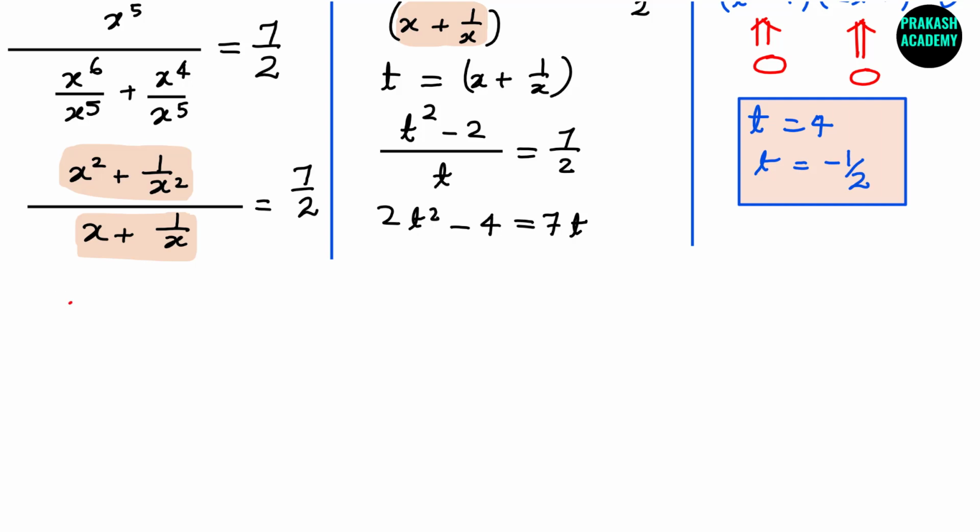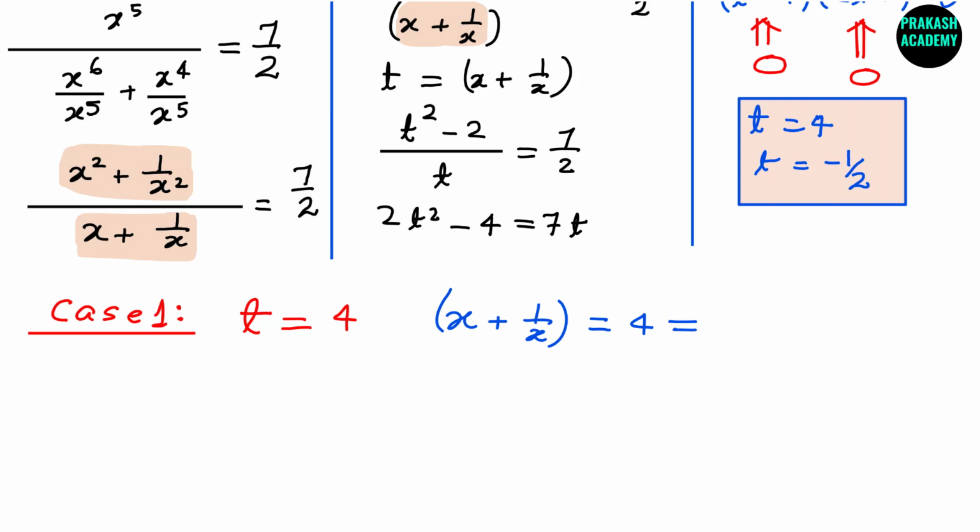So if I consider case 1, that is t is equal to 4, and t is what? T is x plus 1 by x. So now I can say x plus 1 by x is equal to 4. This implies x square plus 1 is equal to 4x. So from here I can say x square minus 4x plus 1 is equal to 0. So this is a quadratic equation.